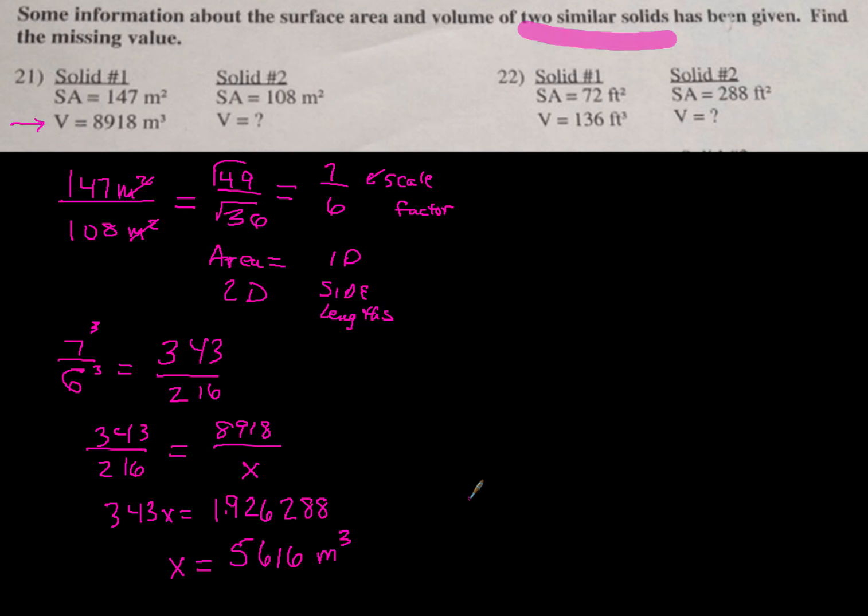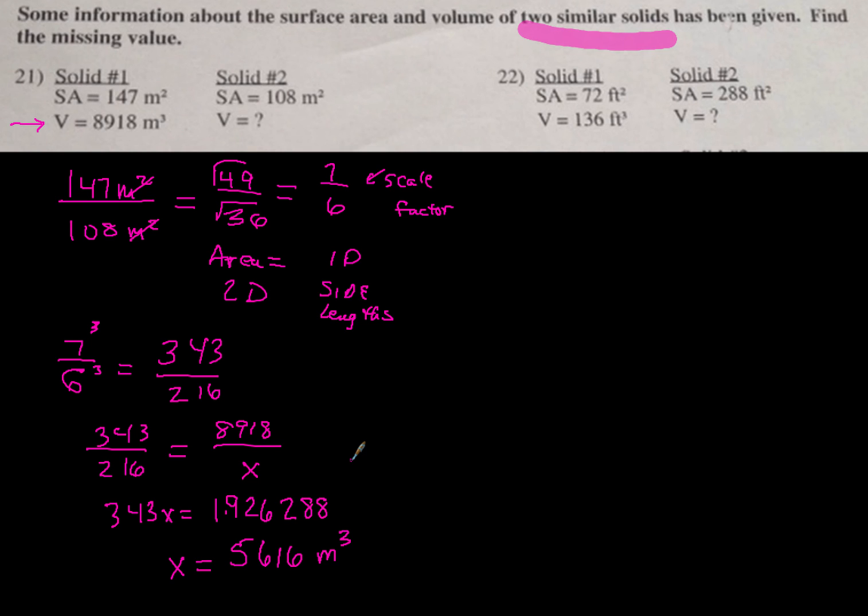All right, so that's how you do this problem. Let's just recap. First, find the scale factor. Then use that scale factor and cube it to come up with the ratio for the volumes. Once we have the ratio of the volumes, all we do is set up a proportion, cross multiply, and divide. Awesome. Go ahead and try example number 22 on your own, and then come on back and see how you did. Thanks, Miss Wiggins.